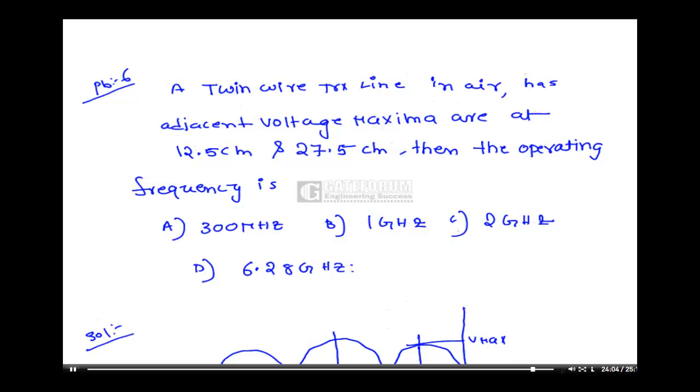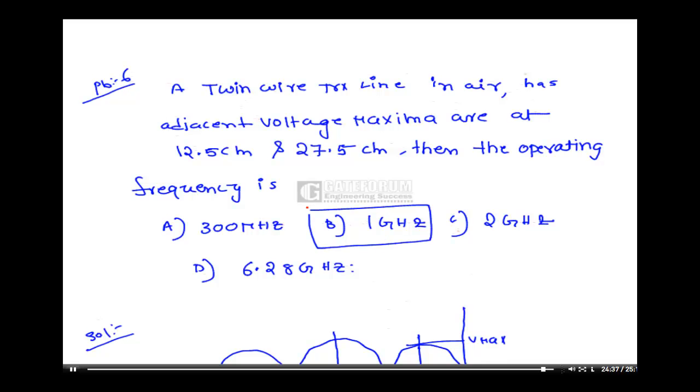That is 30 by, C is 3 into 10 power 10 centimeters per second, because lambda is in centimeters. That's why I am also representing C in centimeters. So F is 3 into 10 power 10 divided by 30, which is equal to 10 power 9. 10 power 9 means 1 gigahertz. So what is the option? B is the option.